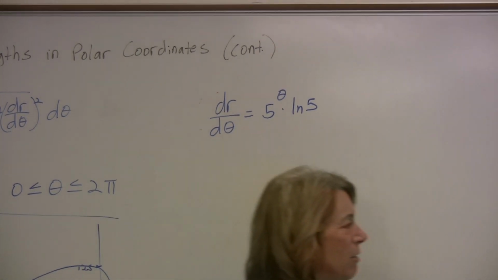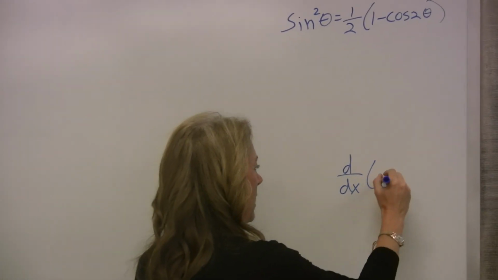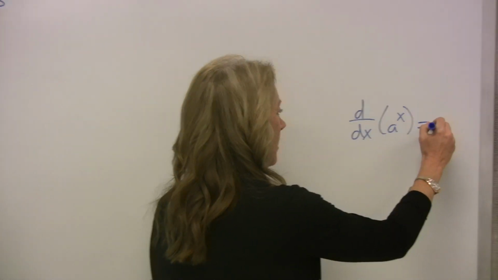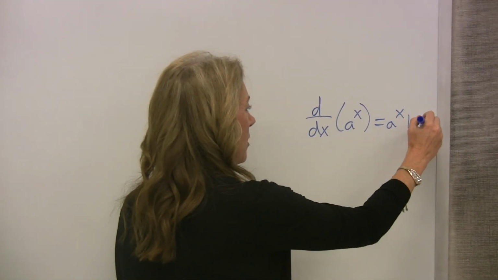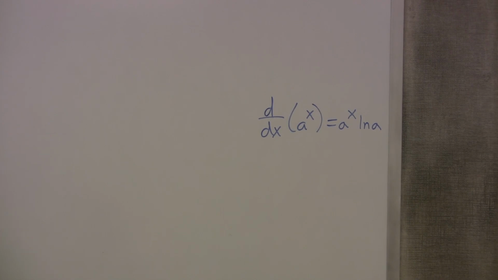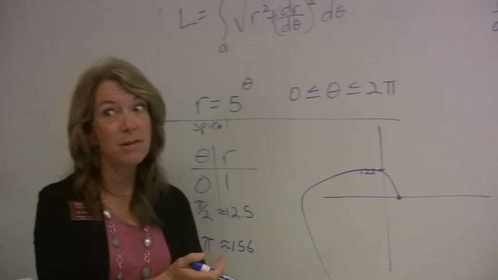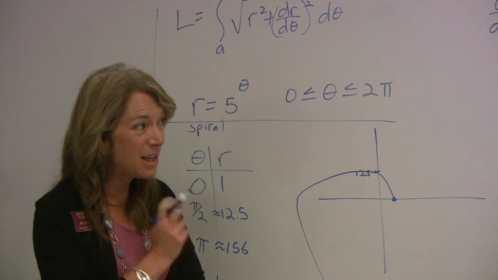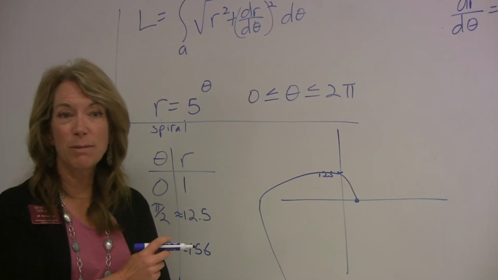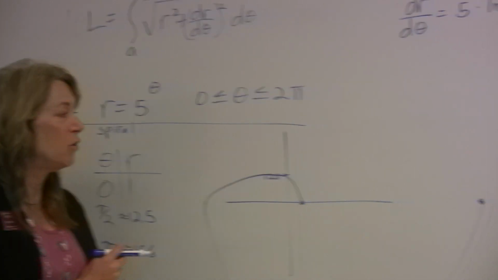You learned back in Calc 1 before you met me that the derivative of any a to the x is a to the x times the natural log of a. You can use implicit differentiation to show you why. The reason the derivative of e to the x is just e to the x is that the natural log of e happens to be 1. But if it's anything other than e, you have to multiply by that natural log of 5. A review question for you.